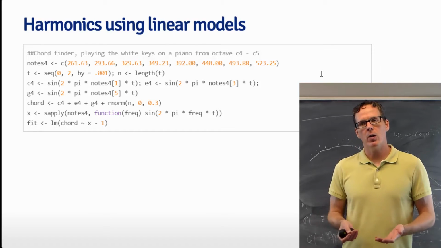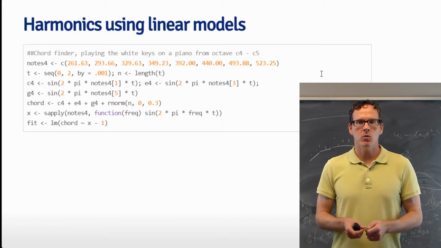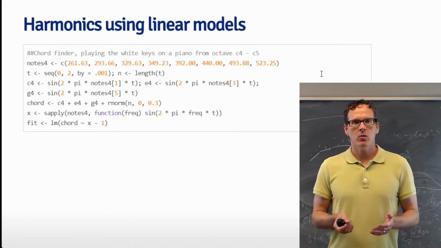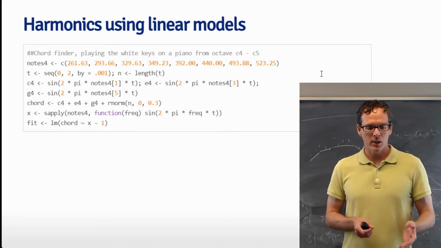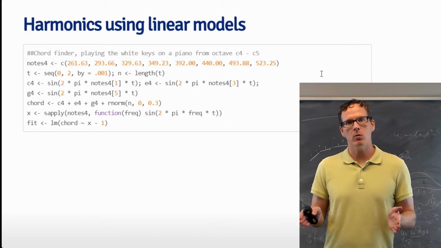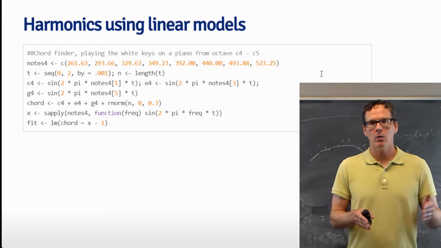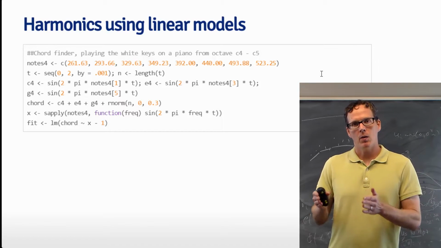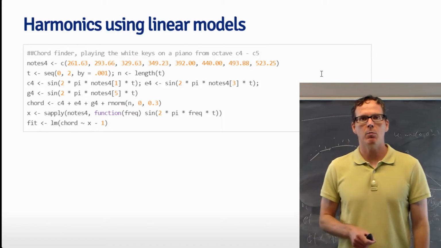Now here I have a chord, and if I saved it as a wave file and played it, it would sound like a chord. What I want to know is, can R detect what chord it is? So what I did is I created a basis that was all the sine functions for every note, so 8 sine functions. Then I fit a linear model with my chord as the outcome and the sine functions as my predictors, and I got rid of the intercept because everything's centered to have mean 0.